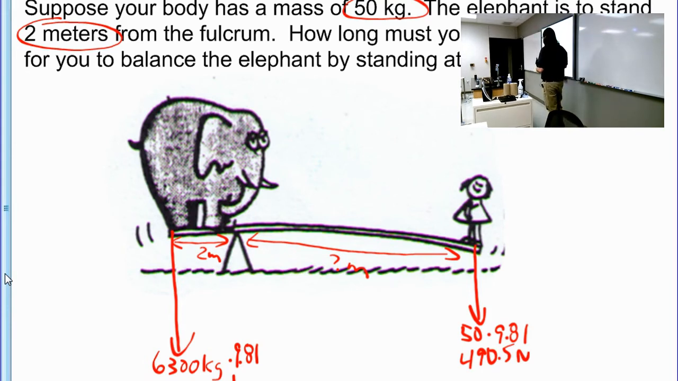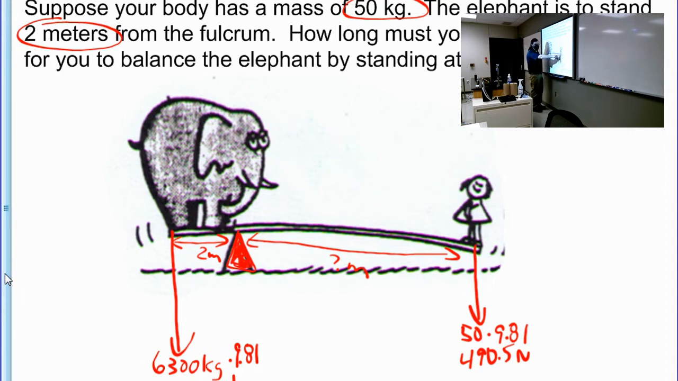Now, step 3 is to figure out which ones are going to be causing a clockwise rotation and which ones are going to cause a counterclockwise rotation, because that's going to make your torques positive or negative. Again, our triangle here, this portion here, that's our fulcrum. So is the elephant causing a clockwise or counterclockwise rotation around this fulcrum? Counterclockwise. Yep, counterclockwise. And counterclockwise is positive, so I'm going to leave that force as positive.